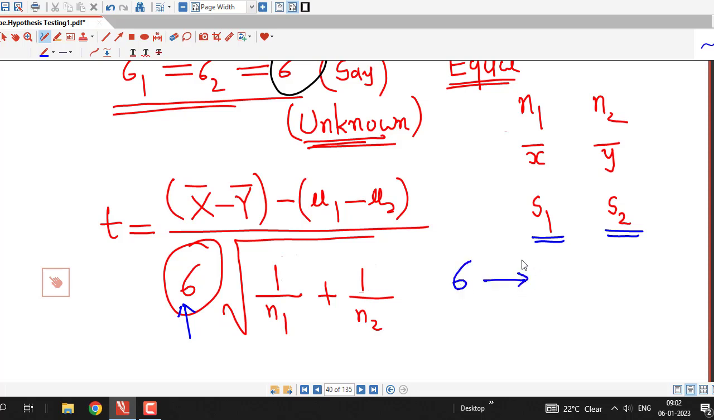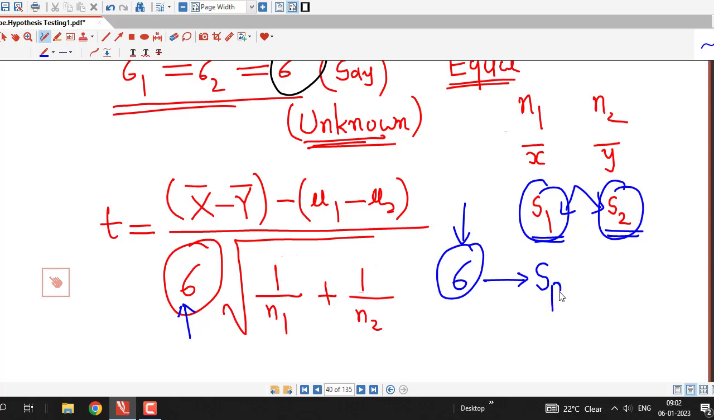So we have to find an estimator for the population standard deviation, and for that we will combine these two given values of sample standard deviations. So we are combining two sample standard deviations to find the estimator of this population standard deviation. That estimator we will denote by S suffix P. P is for pooled estimator. Pooled means combined estimator of population standard deviation.